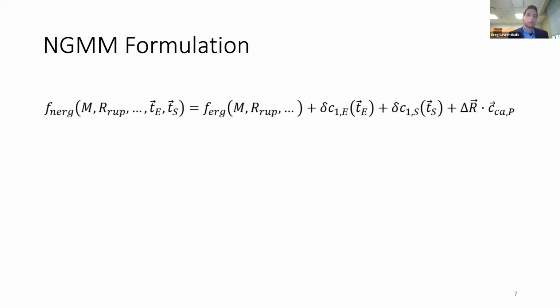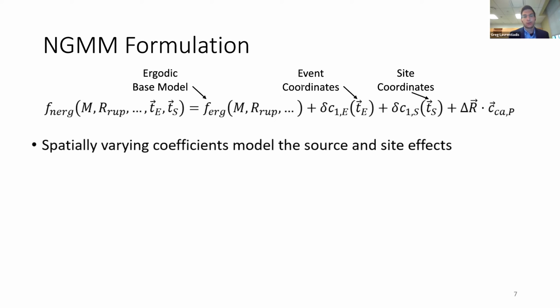And so in practice, the way that we are formulating a non-ergodic model is by starting with an ergodic base model to capture the average scaling relationships, which realistically we cannot estimate using just the available data, and also incorporate some of the constraints that we want in order to ensure proper extrapolation outside the range of interest, such as the short distance magnitude saturation. And then we introduce some spatially varying coefficients to capture the systematic effects related to the source and site.